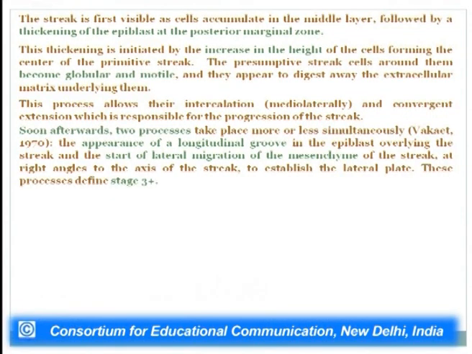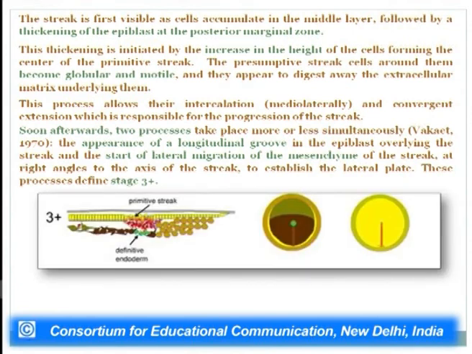So, the appearance of a longitudinal groove in the epiblast overlying the streak and the start of the lateral migration of the mesenchyme of the streak at right angles to the axis of the streak to establish the lateral plate. This process defines what is termed stage 3+.